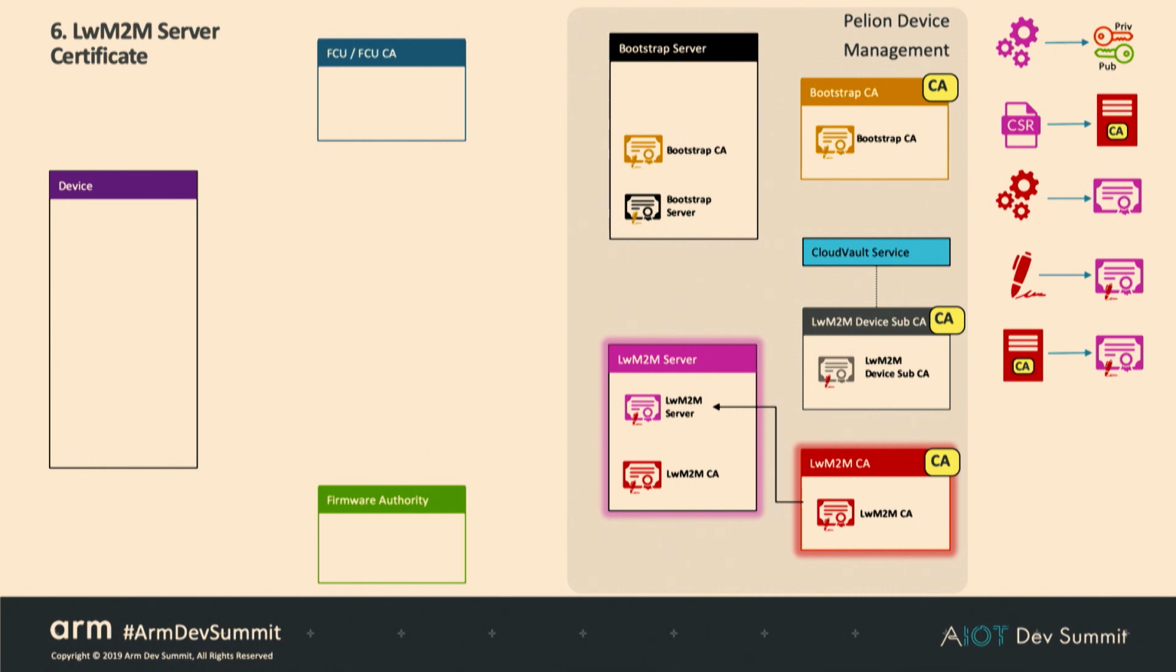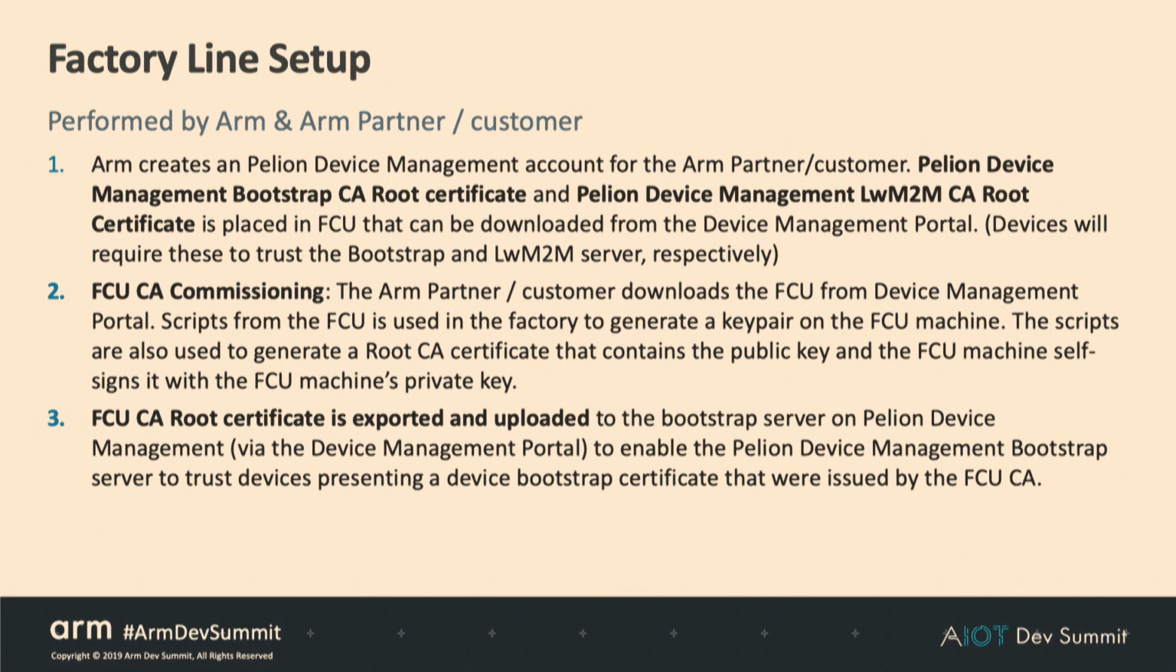This is all managed by ARM. This is not something that you need to worry about, but now at least you know where those things originate from. Here's the bit where you come in as a customer. You have to set up your factory line. The first thing is you need to create yourself a Pelion account. And if you create a Pelion account, you're going to get a thing called a Pelion account ID.